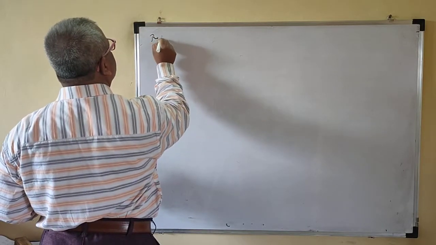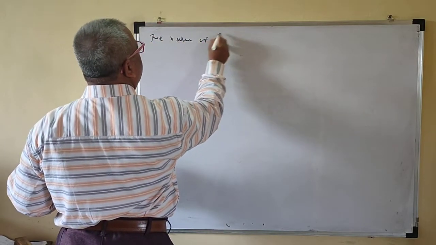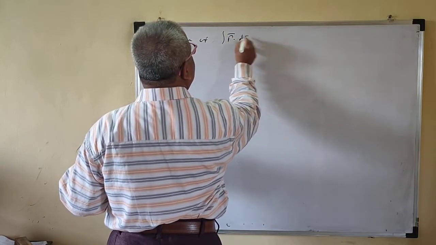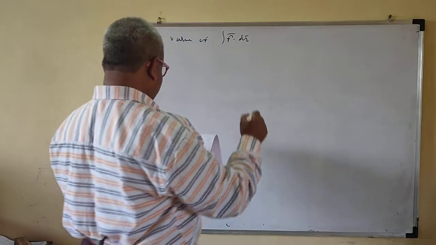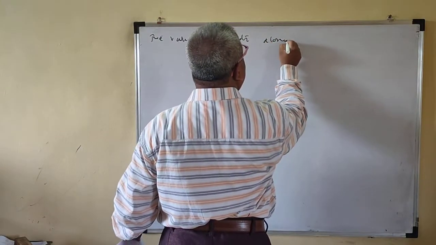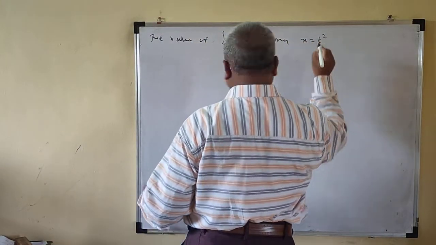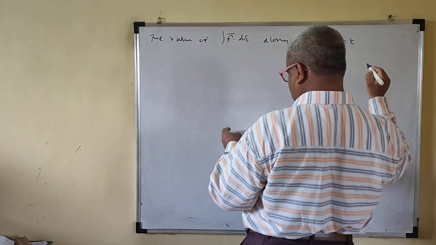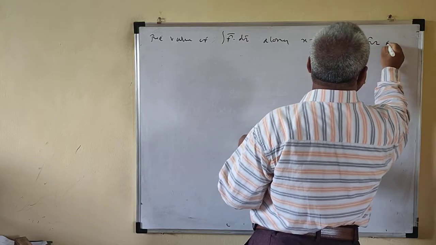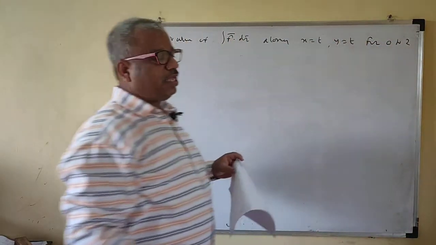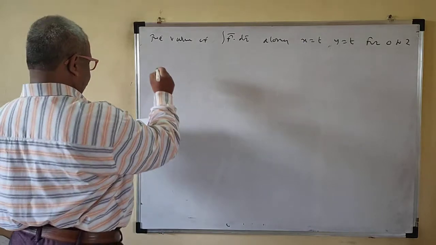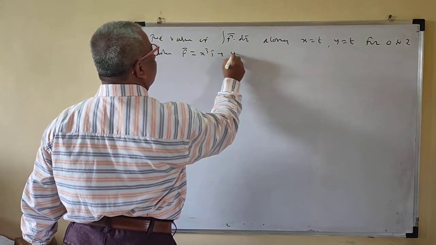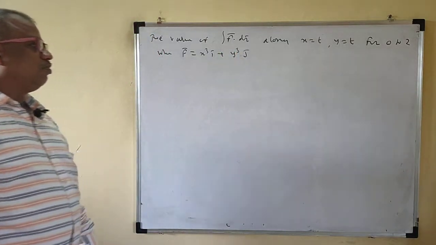The value of integral f bar dot dr bar along x is equal to t, y is equal to t, from 0 to 2. That means the range of t is what? 0 to 2, where f bar is equal to x cube i bar plus y cube j bar.